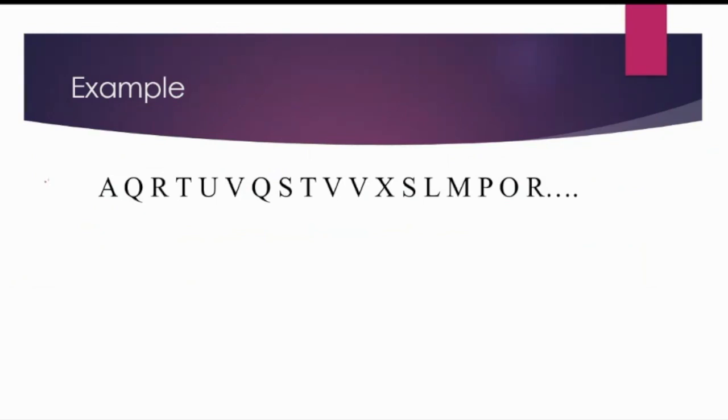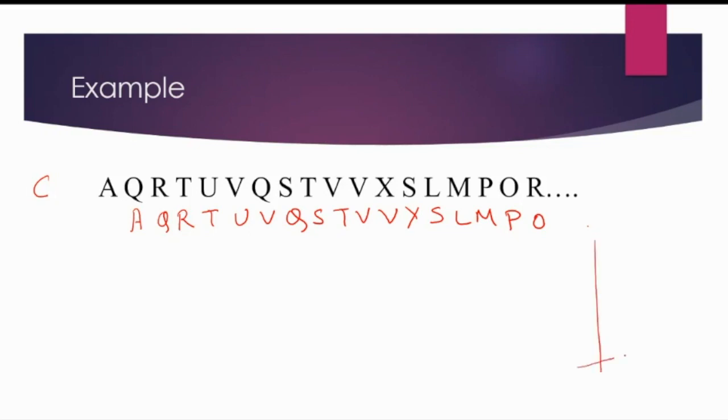So this is the cipher text. Let me shift it by 1. If I shift it by 1, we get A Q R T U V Q S T V V X S L M P O. That's it. How many coincidences? You have to just count the coincidences. Please count them.